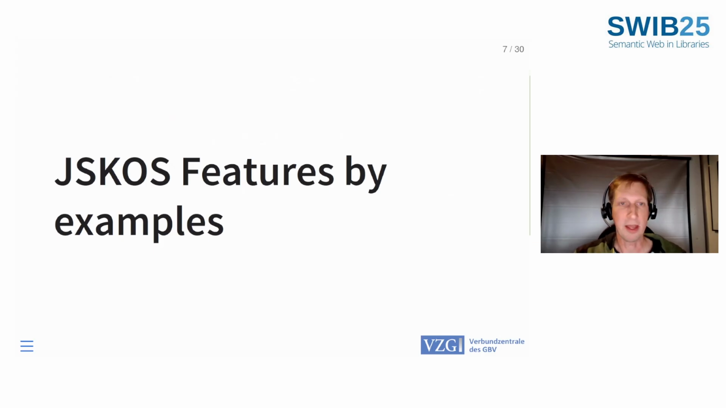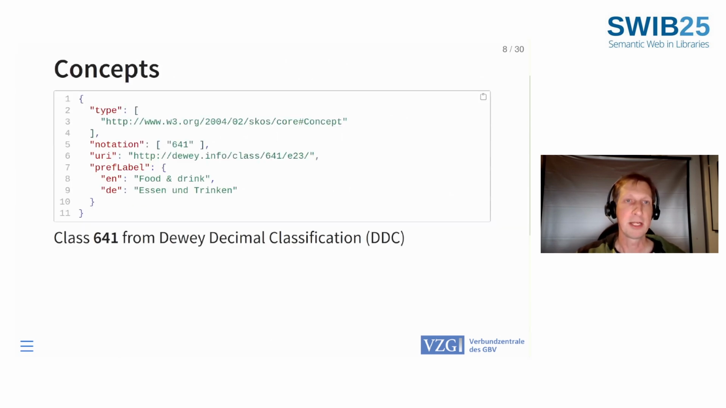Okay, as you best learn by example, I will show the basic or the most relevant features of the format by examples. So here's the JSON for a concept. It's a concept from a terminology, in this case class 641 from the Dewey Decimal Classification. So it has a notation, this 641, that's a local identifier. But for RDF, we need a URI. So there's a URI field for the global identifier.